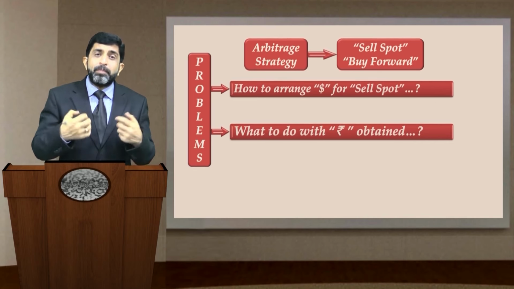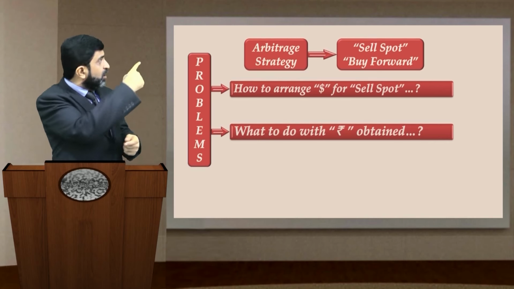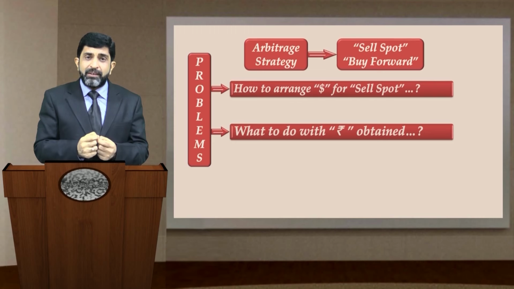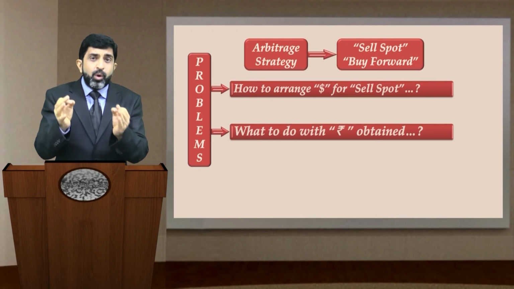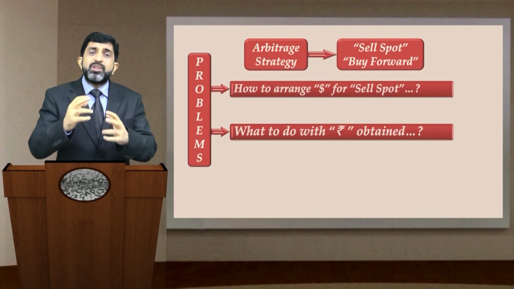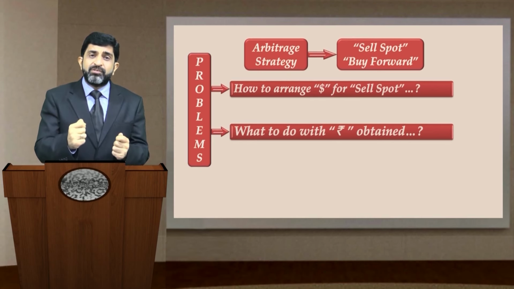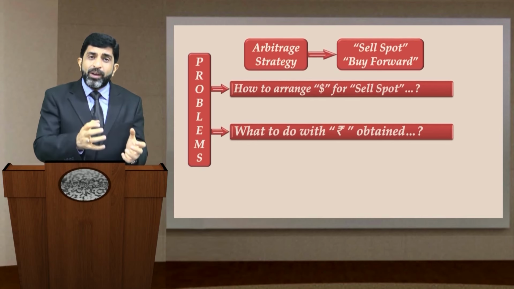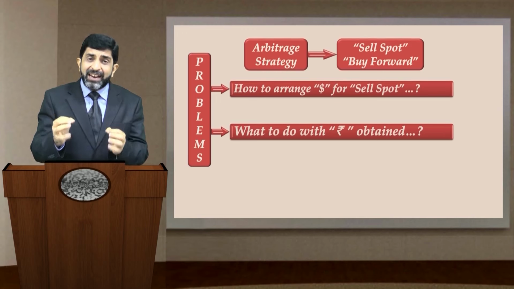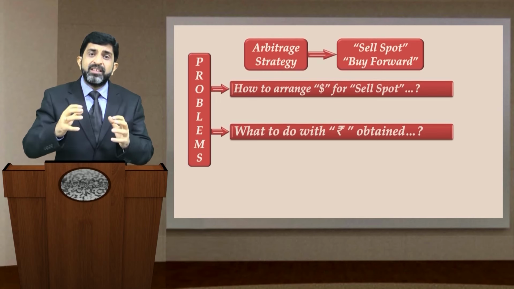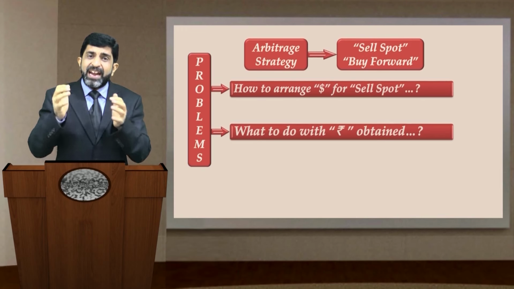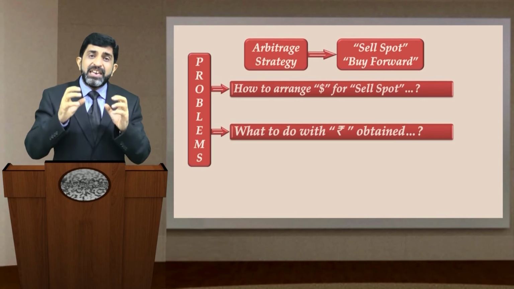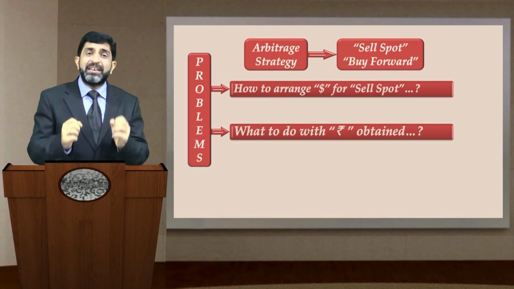So here comes a complementary or support strategy to the primary strategy we have designed. The primary strategy was sell spot and buy forward. The support strategy or complementary strategy would be borrow in USA and invest in India. This strategy, borrow in USA and invest in India, is needful to make up this main strategy.